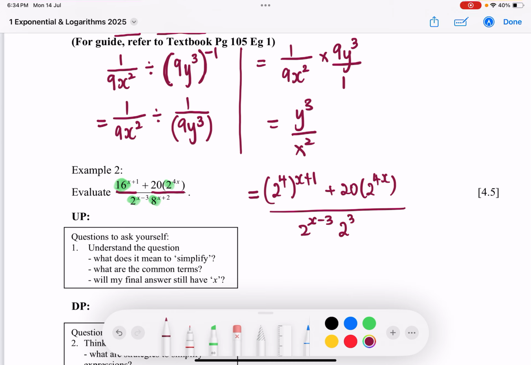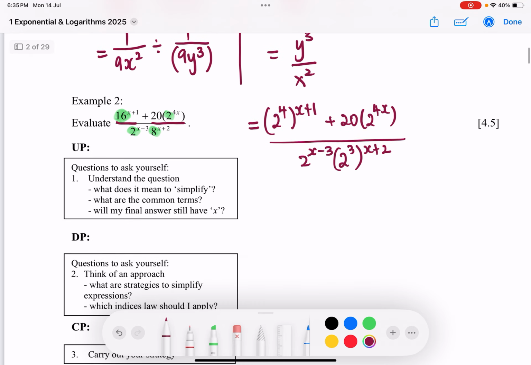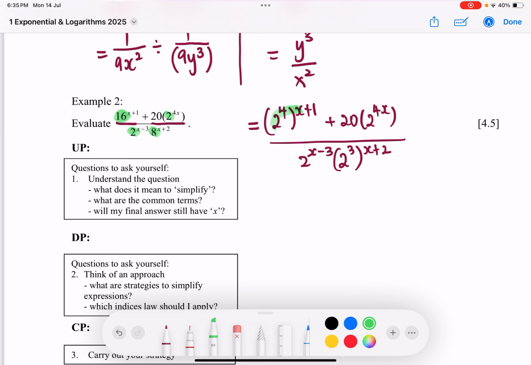And the 8 can be written as 2 cubed. So again, base 2. Now, if you are aware, you would see that there's a 2 power 4x here and there's a 2 power 4x here. Can you see that something common is starting to appear? Which means we can factorize 2 power 4x. But maybe before we factorize out, I also know that this 2 power 4 will also be multiplied to this power 1 here. So it's actually going to become 2 power 4x plus 4.